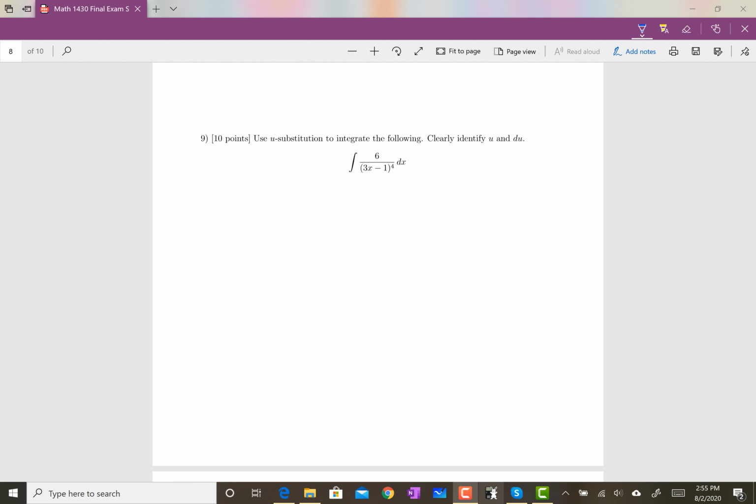So let's start out and we're going to define our u. Now remember, u is typically the value inside something. And I see the expression 3x minus 1 inside the fourth power. So that means my du is going to be the derivative of 3x minus 1, which is 3 times the differential dx.